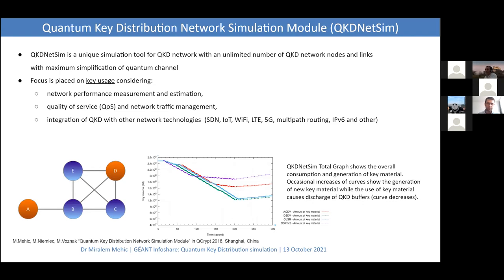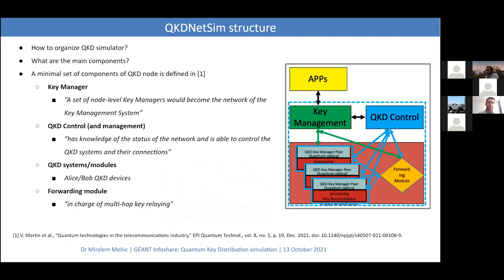On these graphs, you can see an example that we presented at the QCrypt conference in 2018 in Shanghai, in China. The idea of the presentation was a comparison of different routing protocols. When we started working on quality of service in QKD networks, this was some of the first results that we presented, discussing which routing protocol should be suitable and in which direction we should go in designing the new routing protocol for QKD networks. So the simulator provided us a very nice playground to test these functionalities and see what the suitable options are.